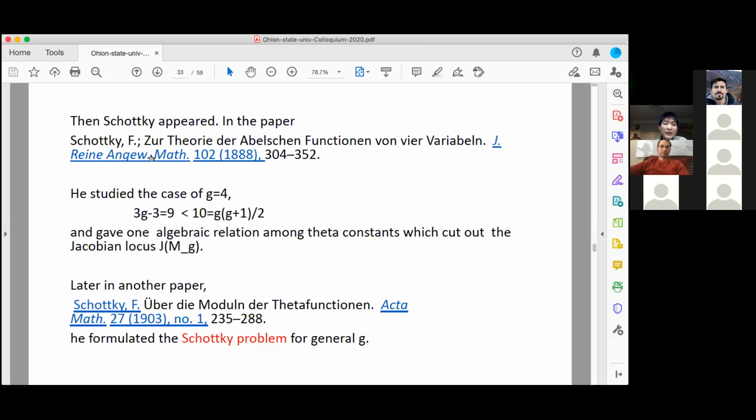Then Schottky appeared. In this paper in 1888, he started with the case g equals 4. So the moduli space M_g has dimension 9, and A_g has dimension 10. He gave one algebraic relation among theta constants, which cuts out the Jacobian locus. Later on, in another paper, he formulated the Schottky problem I mentioned in the beginning.